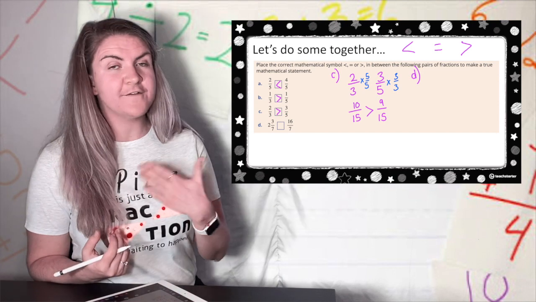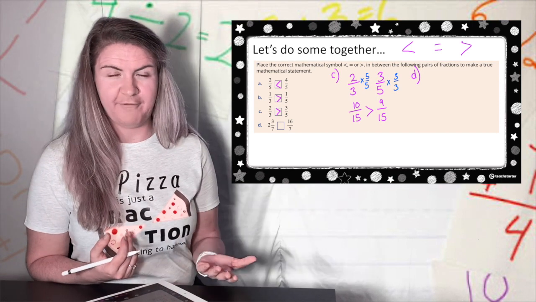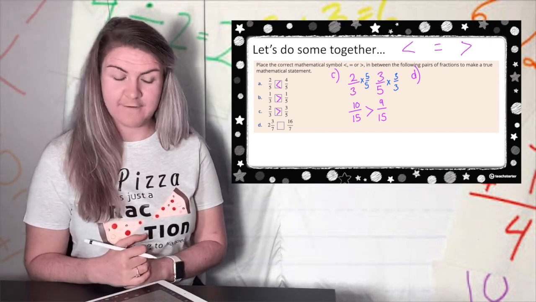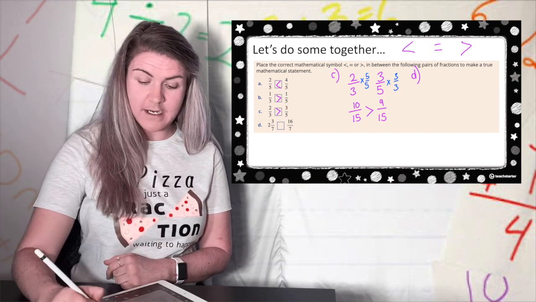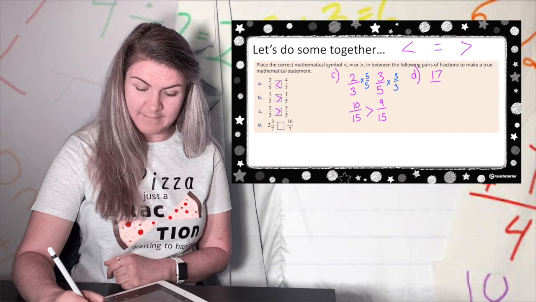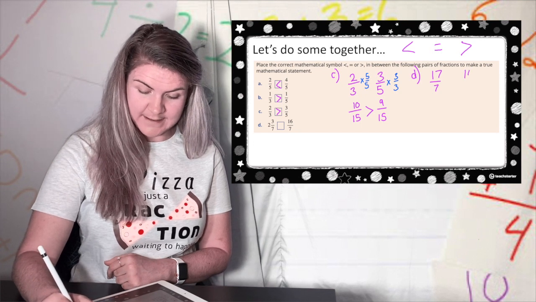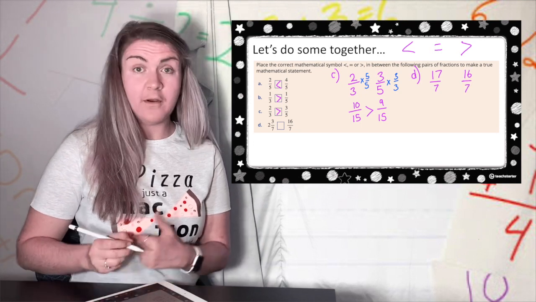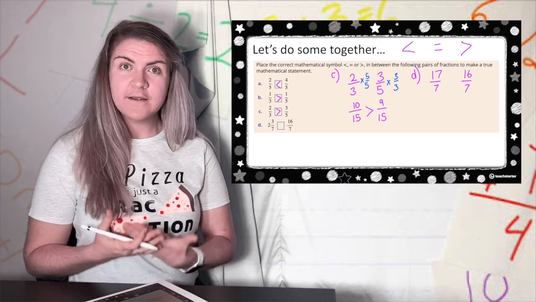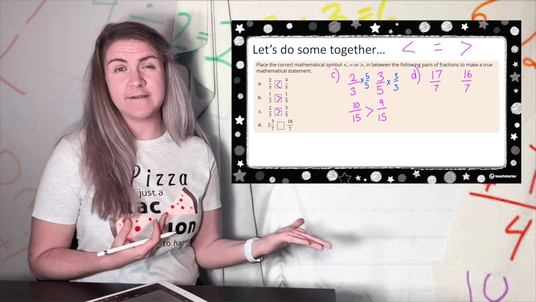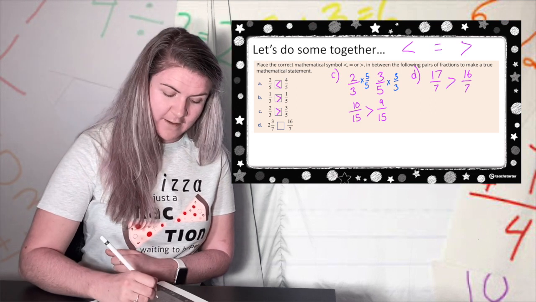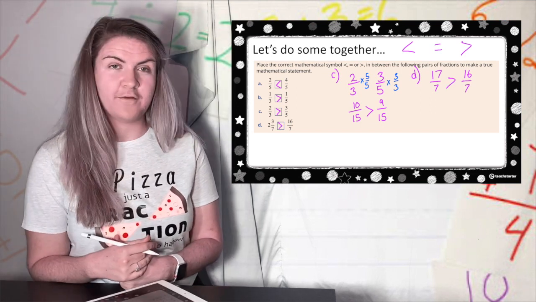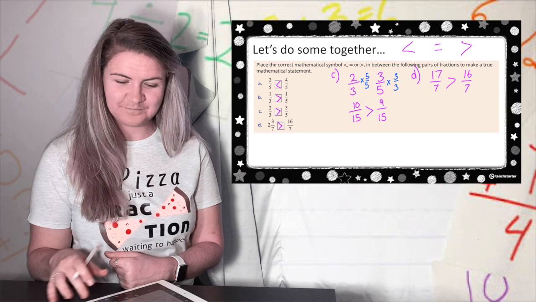All right, my last one is D, and I can see that it's got a mixed number in it. So first I need to convert it into an improper fraction. It's going to make it easier for me. So 2 times 7 is 14, plus 3 is 17/7, and I've got 16/7. Now I have the same denominators, so it's really easy to see. 17 pieces of cake is bigger than 16 pieces of cake, so therefore 2 3/7 is larger.